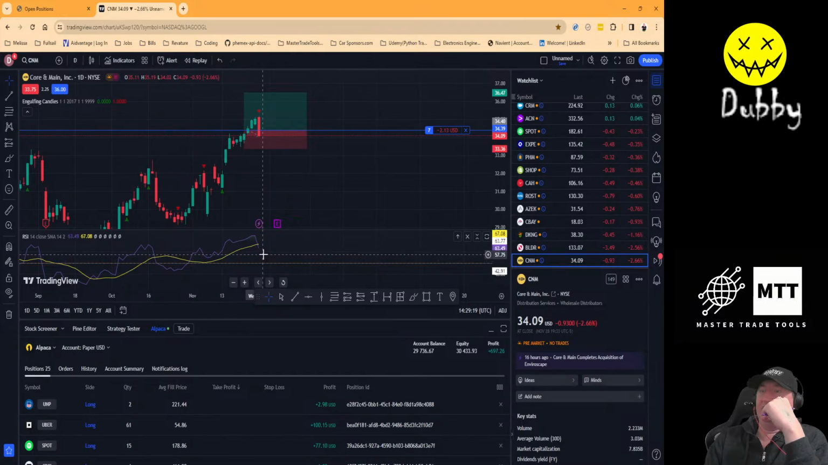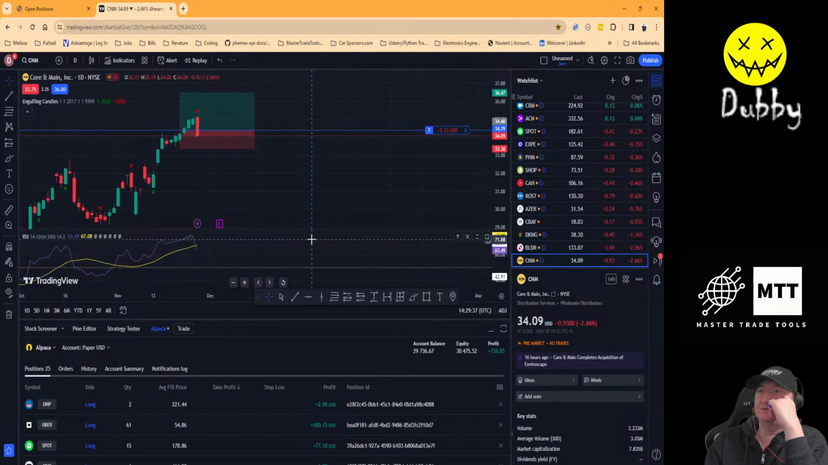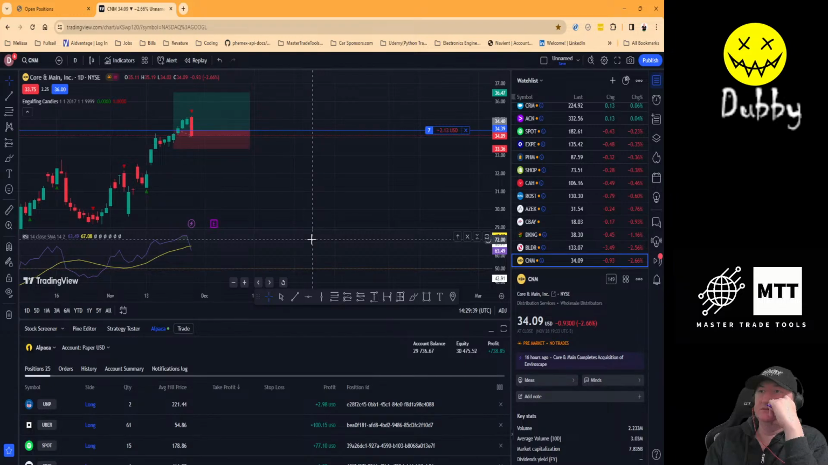Not quite yet. Can't really determine that reversal. I mean, we could go off of this low and this low. Then that would tell us, yeah, okay, there's probably going to be a reversal, but I don't really know yet. Your guess would be as good as mine.